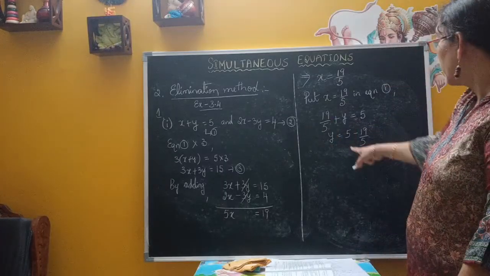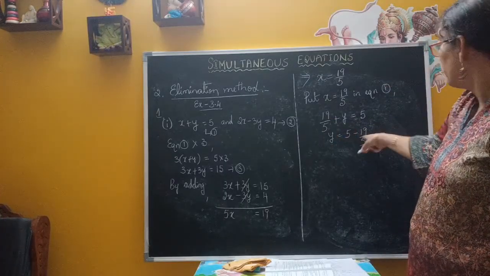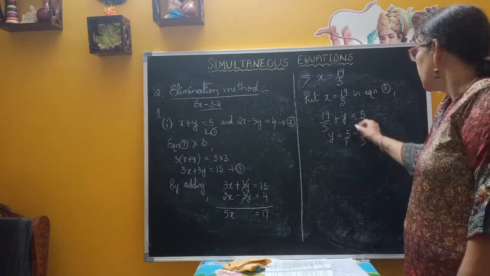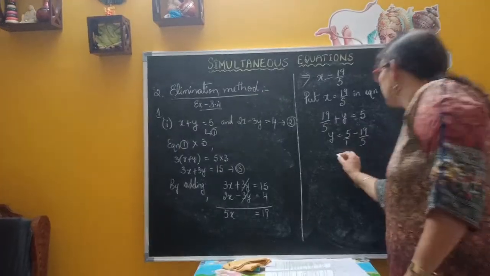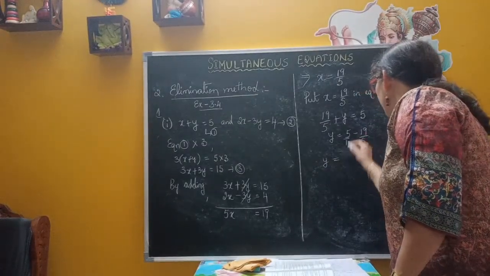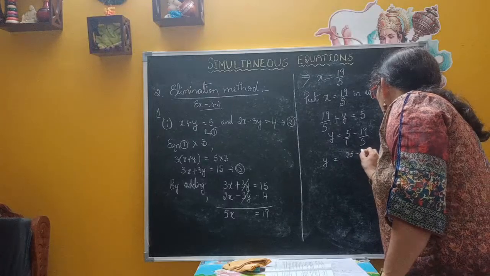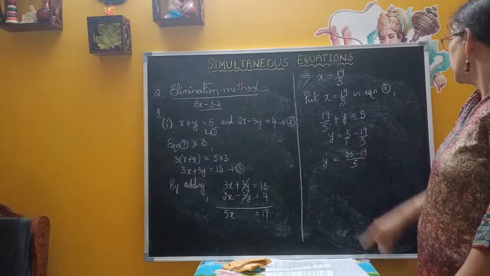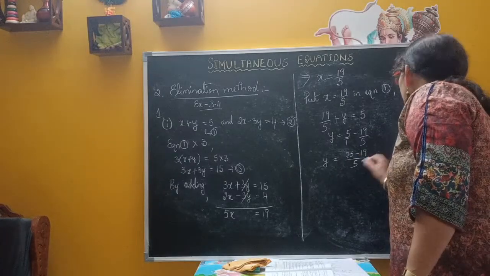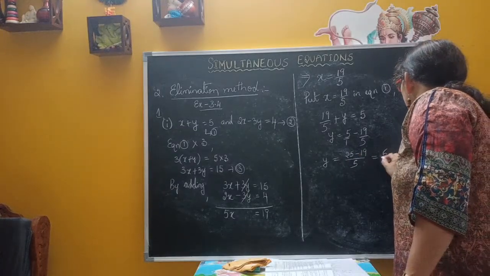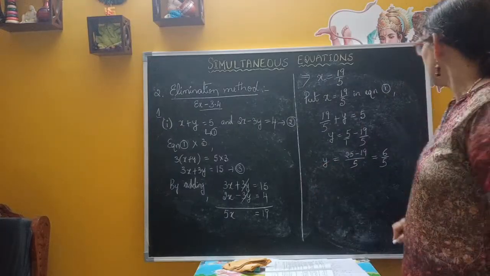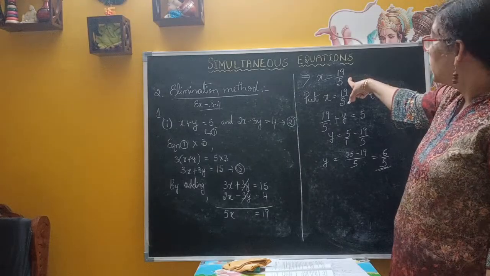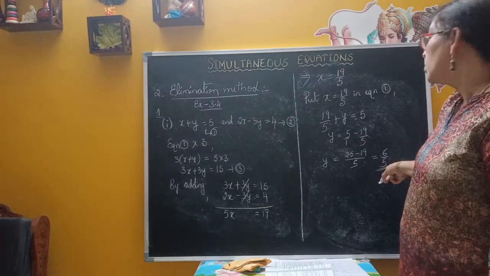What is the LCM or common denominator? It should be 5, because 5 is nothing but 5 by 1. So 5 should be multiplied to both the numerator and denominator. So what do we get here? y is equal to 5 5s are 25 minus 19, by 5 is the common denominator. So 25 minus 19, what do we get here? 6 by 5. So y value is 6 by 5. Okay, so x is 19 by 5 and y is equal to 6 by 5.